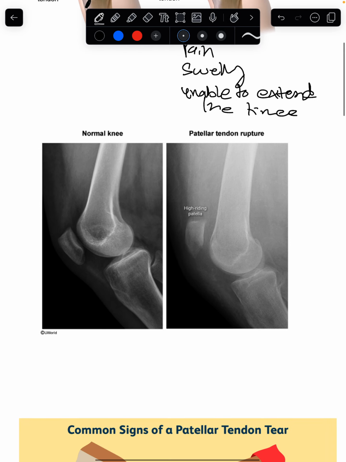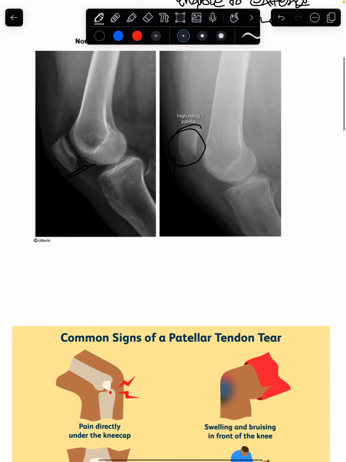Also, the radiological method is diagnostic. You can see here in the second photo the location of the normal patella in the normal knee, but in the second picture the patella is displaced way upwards, and it is present just above the distal end of the femur. So you can diagnose it by doing a lateral x-ray of the knee joint in a semi-flexed position.